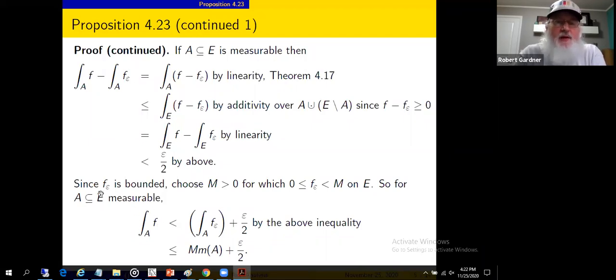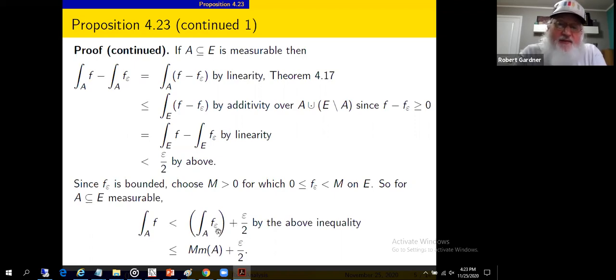All right, f sub epsilon is bounded. It was a bounded function of finite support. So it's bounded by capital M. So we get f sub epsilon bounded above by M. It was non-negative, so it's bounded below by 0. So if we take a subset A of E to be measurable, then the integral over A of f is less than the integral over A of f sub epsilon plus epsilon over 2. That's simply taking this to the other side of the inequality here.